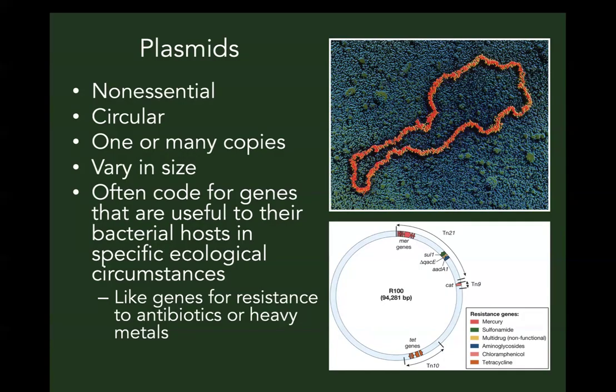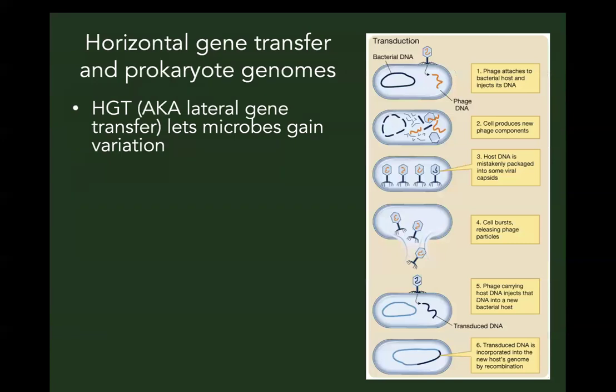We also use these a lot in the lab because you can easily give plasmids to a bacteria to make it resistant to antibiotics, or you can manipulate a bacteria to be resistant to heavy metals so it can be used for bioremediation. All right, let's talk about other ways in which you get genetic material into prokaryotic genomes.